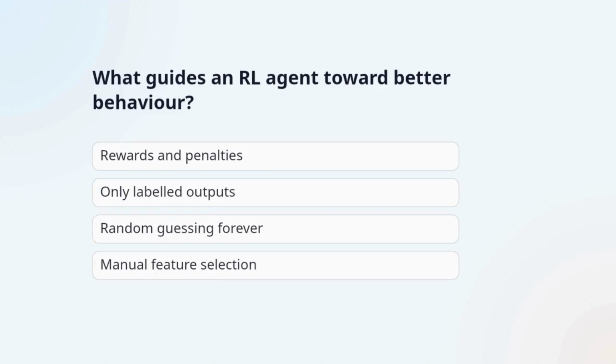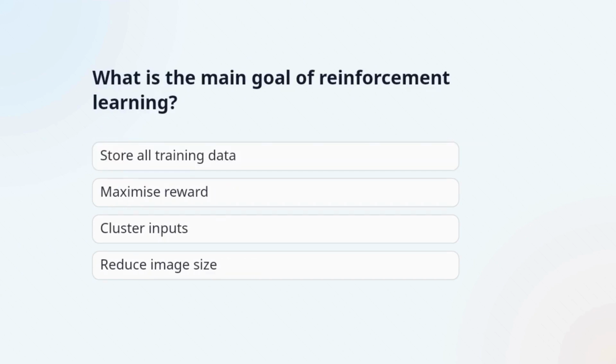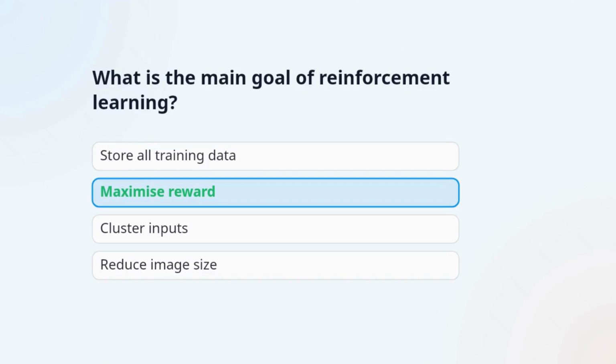Question 2. What guides an RL agent toward better behavior? The correct answer is rewards and penalties. The agent receives feedback in the form of rewards or penalties, which helps it learn better actions. Question 3. What is the main goal of reinforcement learning? The correct answer is maximize reward. The core objective in RL is to maximize the total reward over time.